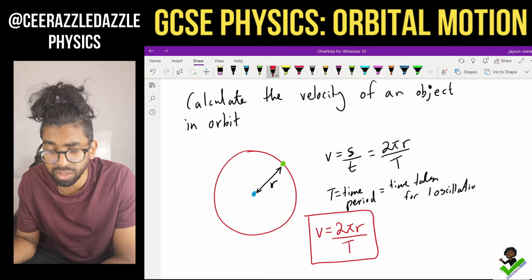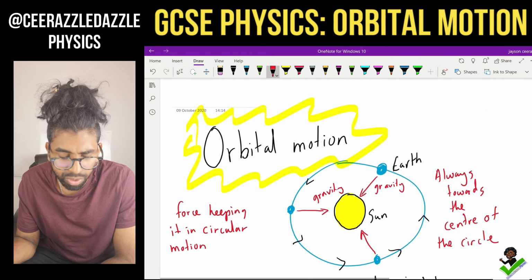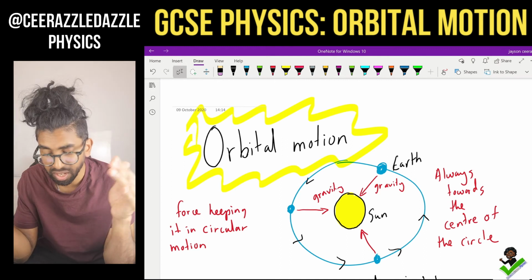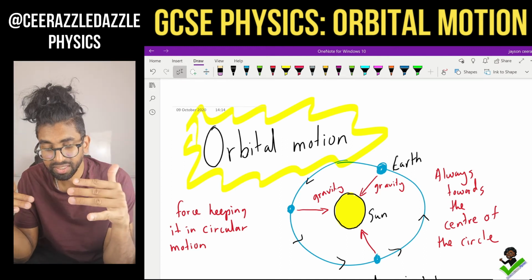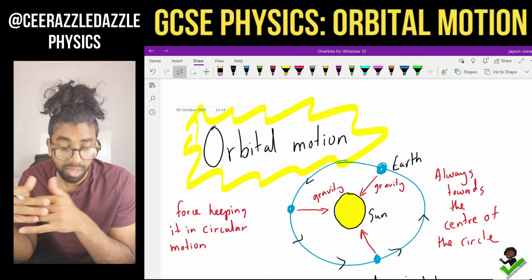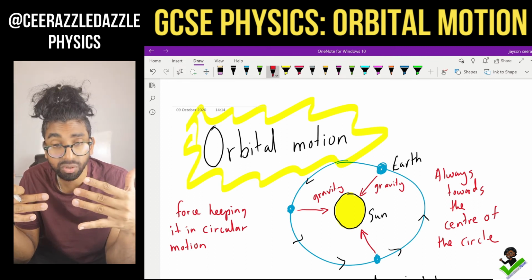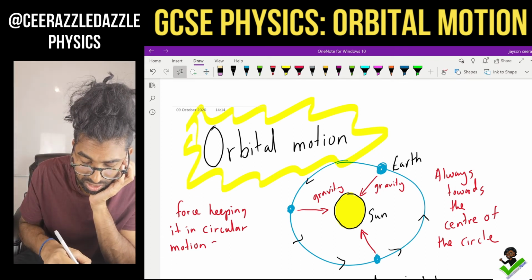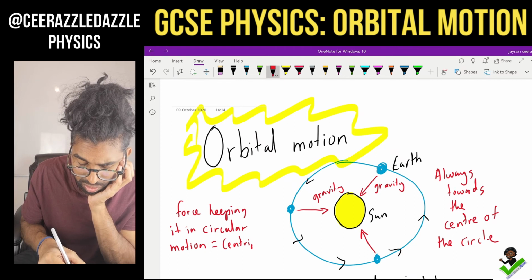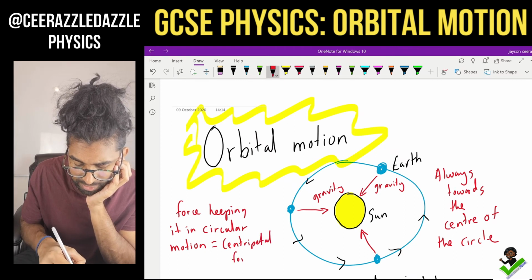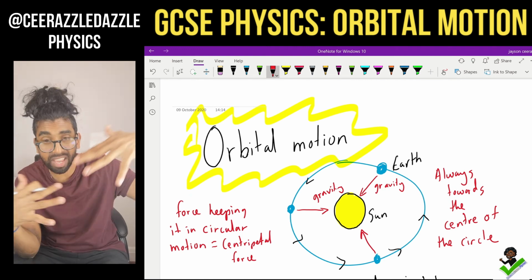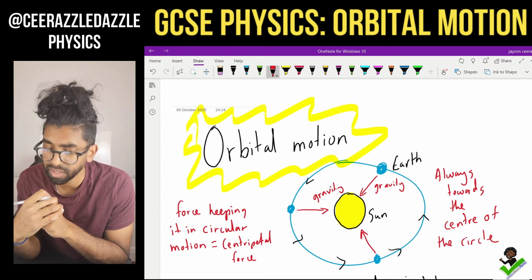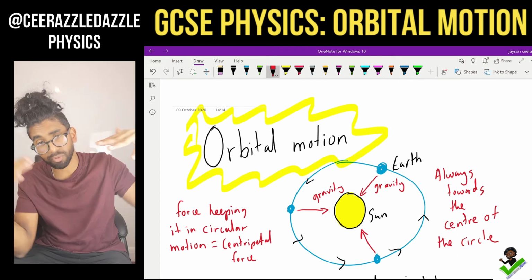Now, recap from the top. Let's go right back to the top. We said right at the start, orbital motion, things moving in orbits. Let's say for example the Earth is going around the Sun, there is always a force pulling it towards the centre. That force is going to be gravity in this case. But in general, the force pulling it towards the centre of the circle is called the centripetal force. So if someone asks you what is the force pulling it to the centre of any circle, it's called centripetal. In this example, gravity is the centripetal force here. Always towards the centre of the circle, that's where the force is.